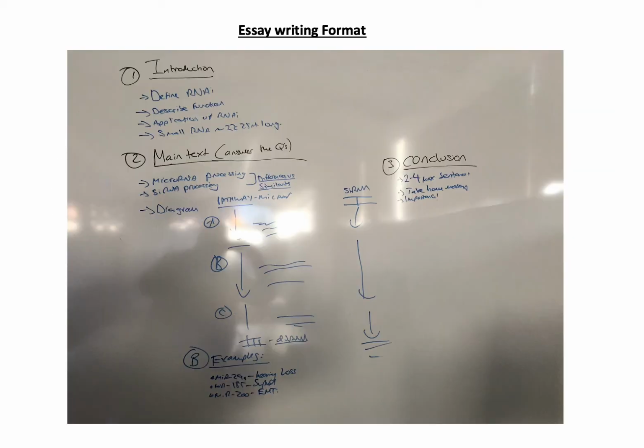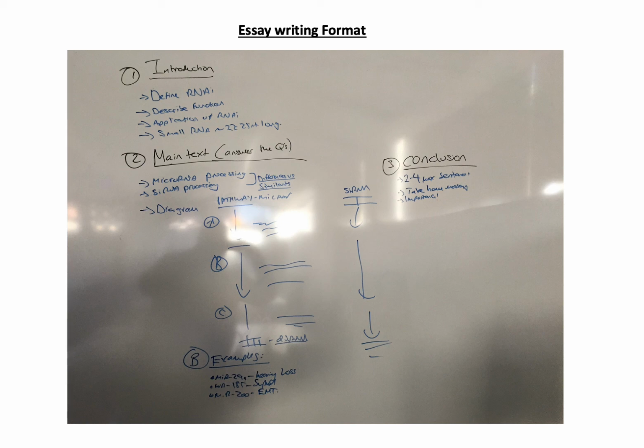Going back to the original image that I had at the beginning of our workshop, be aware that the essay question should be broken down into 3 key components. You have the introduction, and the introduction should define RNA interference, so what it is by definition, and describe the function and applications of RNAi, and what they are physically, approximately 22 to 25 nucleotides long.